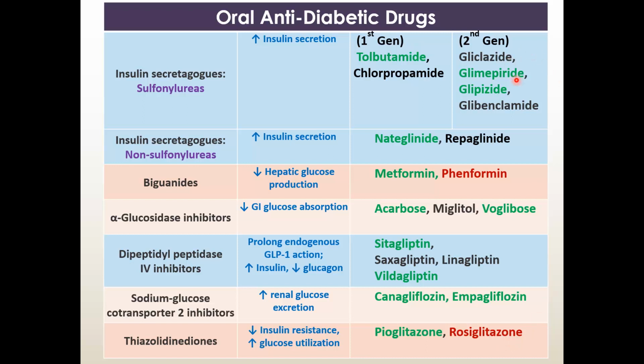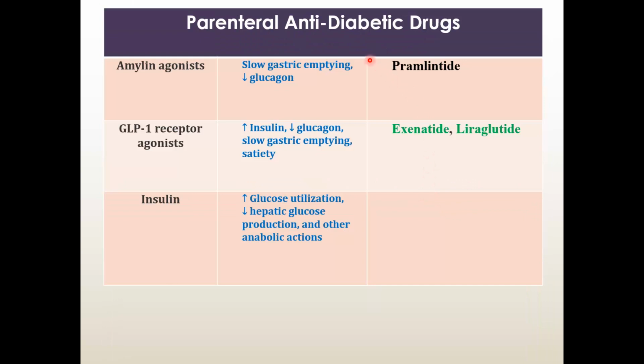And the drugs that are mentioned in green are the drugs you must remember. You should try to remember all the names, but if you have to remember at least two drugs from each group, then try to remember those that are mentioned in green. Now these are parenteral antidiabetic drugs. Insulin we have discussed in very much detail. I am not going to discuss it in today's discussion.